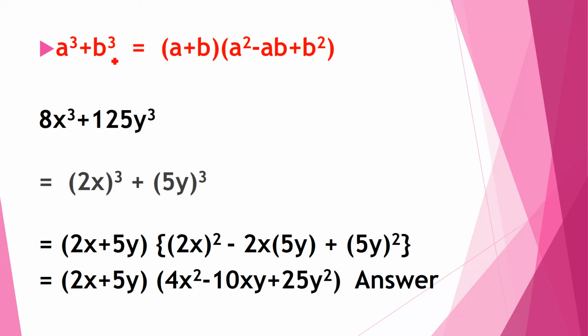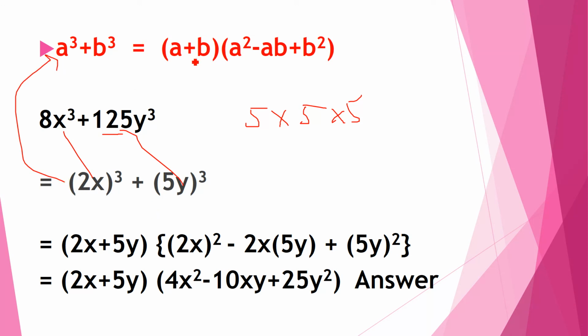A cube plus b cube, both numbers should be cubes. So this is 8x cube plus 125y cube. Just think about what we should write here in order to make it a cube. 8x cube is the cube of 2x whole cube. If you write 2 three times, x three times, you will get 8x cube. What about 125? It is the cube of 5. 5 cube means 5 multiplied by 5 multiplied by 5, which is equal to 125. So we can write 5y whole cube. The same thing we have written according to this formula.